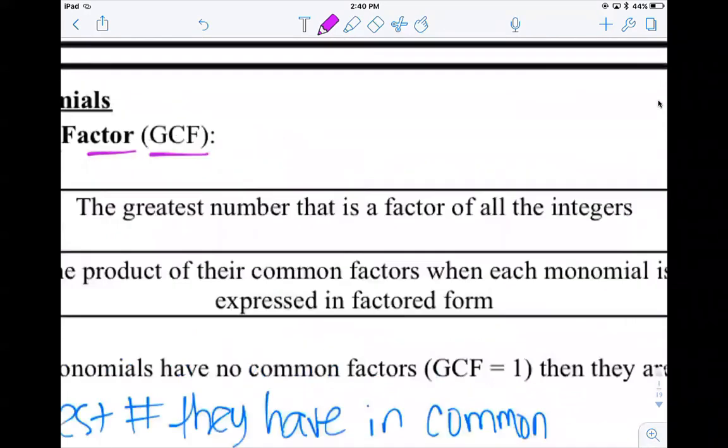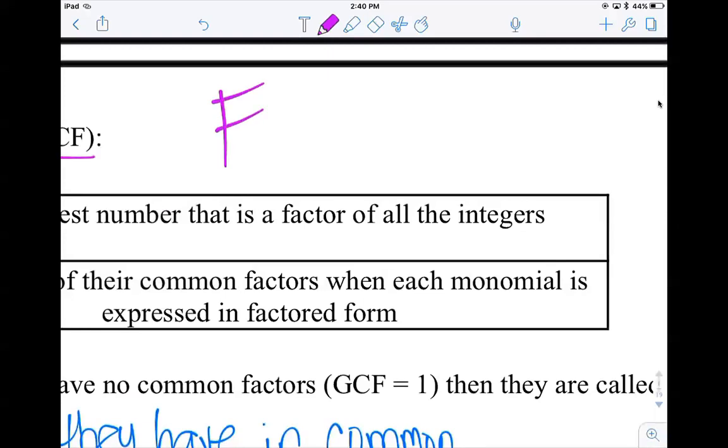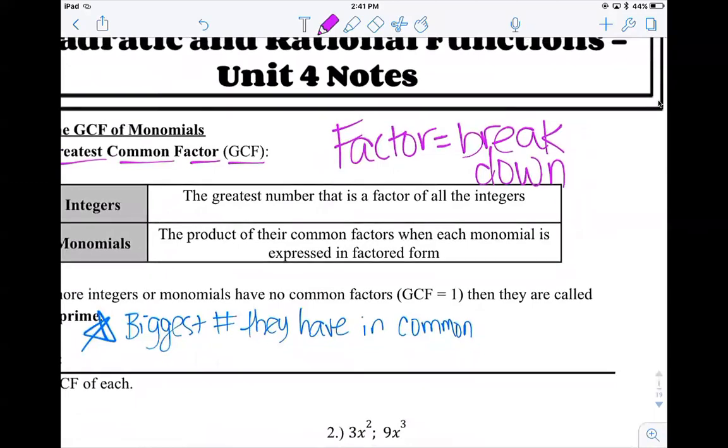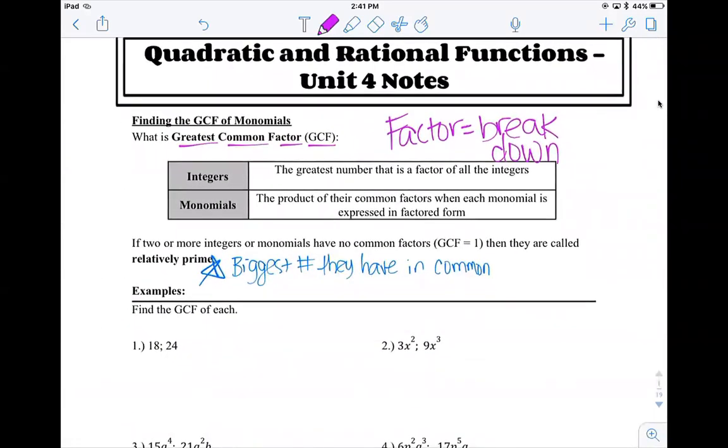First off, I want to make a note that factor means to break down. In case you forget, to factor something, we're going to break it down. Before we start, if two or more integers or monomials have no common factors, if their GCF is 1, then we say they're relatively prime, or we just say prime. If they have nothing in common, we say the word prime.